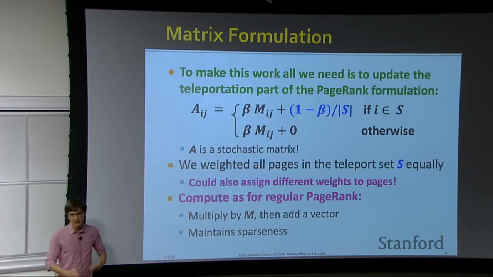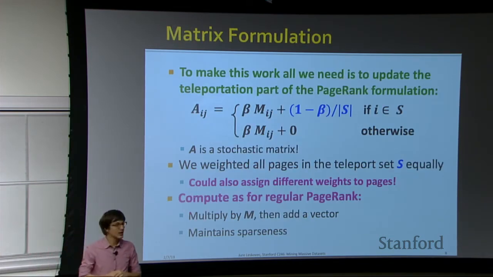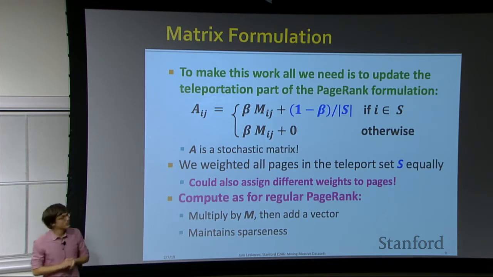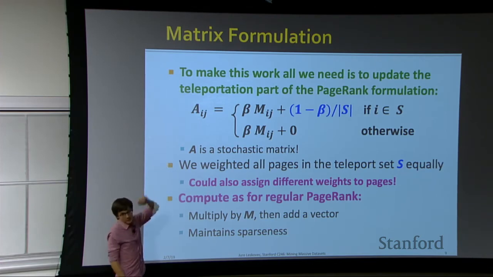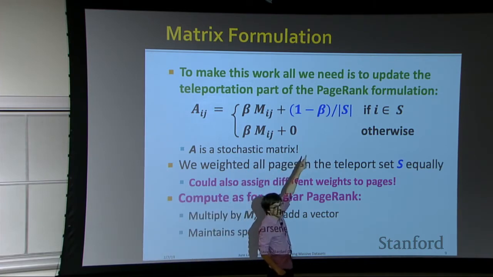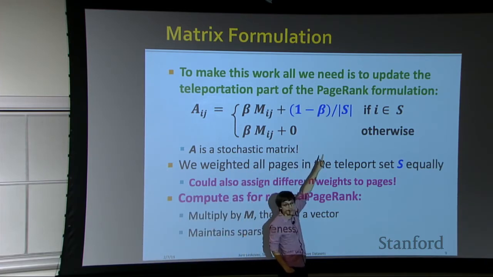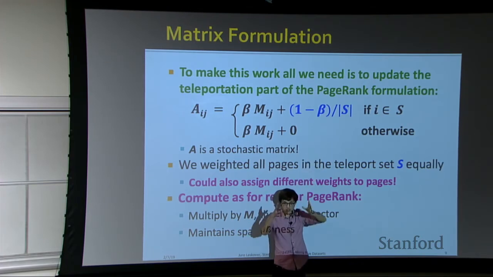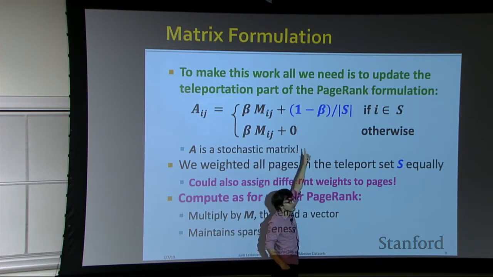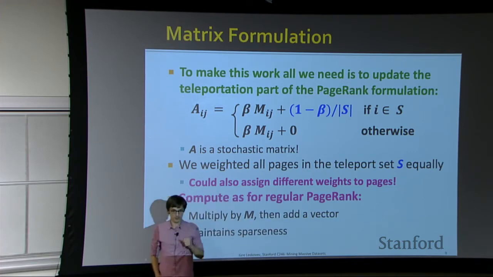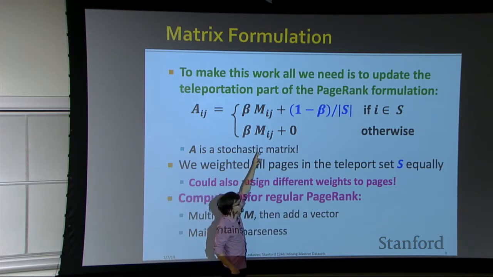Now, how do you do this? How does this change our algorithm? It changes it in a very small way. The way it changes, when we are conceptually thinking of this matrix Aij, is that we only change this 1 minus beta term. 1 minus beta times 1 over n, where n is the number of nodes in the graph. Now I have 1 over S, because S is the teleport set. And only the nodes that are in the teleport set get this landing probability term. And if the node is not in the teleport set, then it just gets the transition probability multiplied by beta, right?